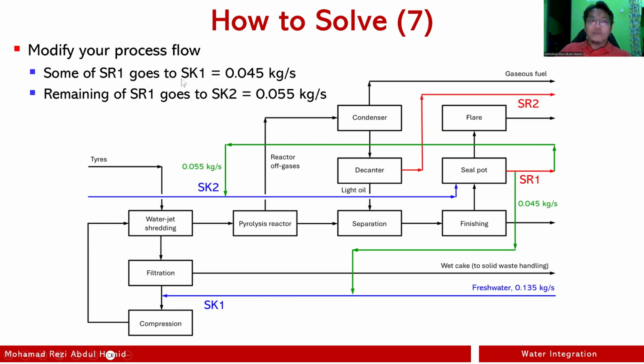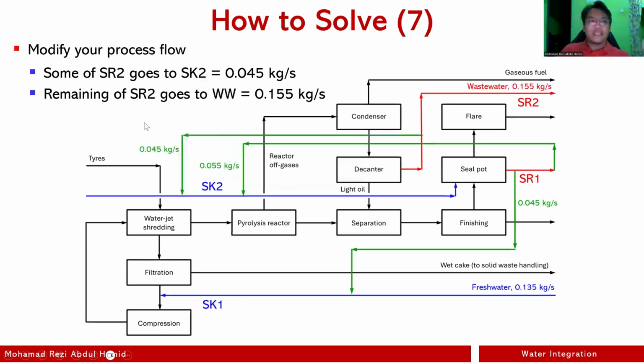Some of SR1 goes to SK1, right? So in this case, you find out what is SR1. These are SR1. Some of it, you create a line. Basically, just create a junction that goes to SK1. So these are SK1. So some of it goes to SK1. The amount is 0.05. Now the remainder of SR1 goes to SK2. These are SK2. So here, just go all the way to here, and the amount is 0.055 kilogram per second.